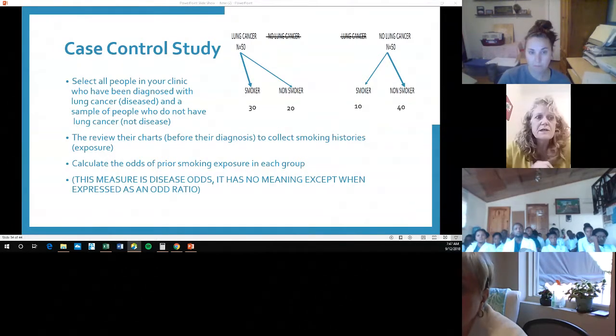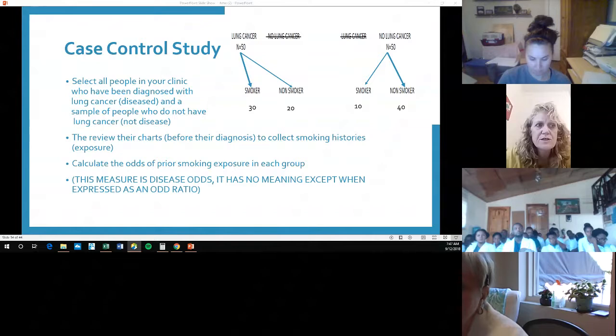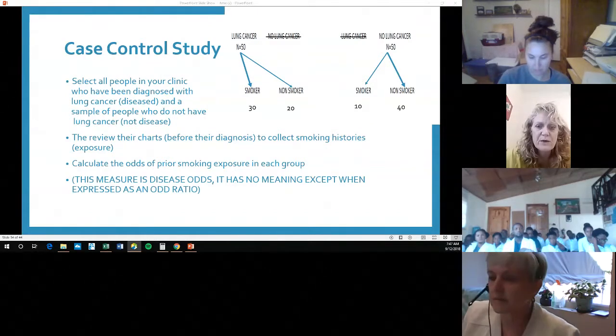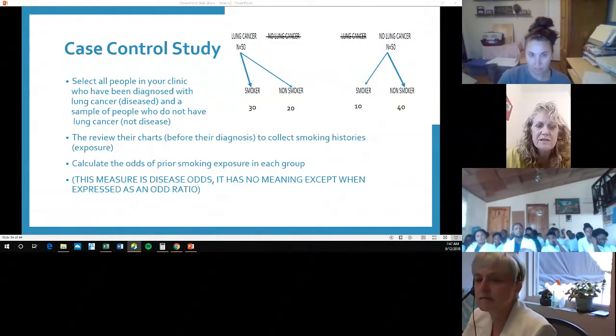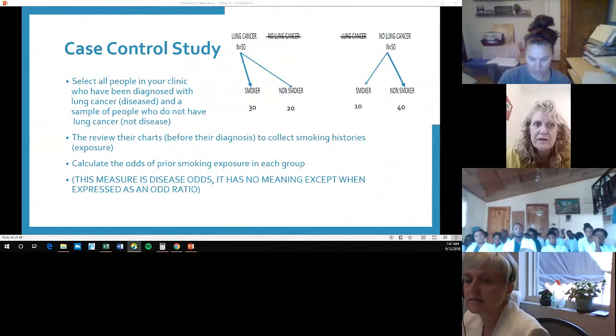Okay. So then you're going to compare the patients before they were given a diagnosis of lung cancer to see if you have any record of smoking histories.